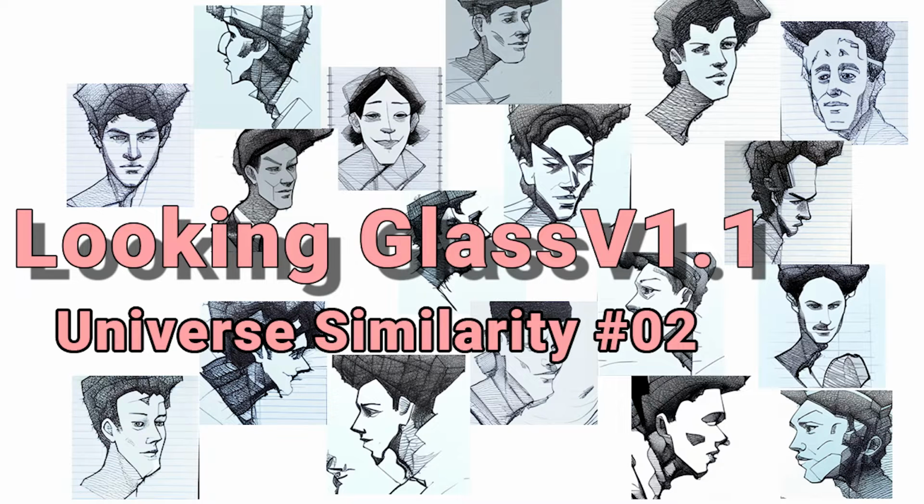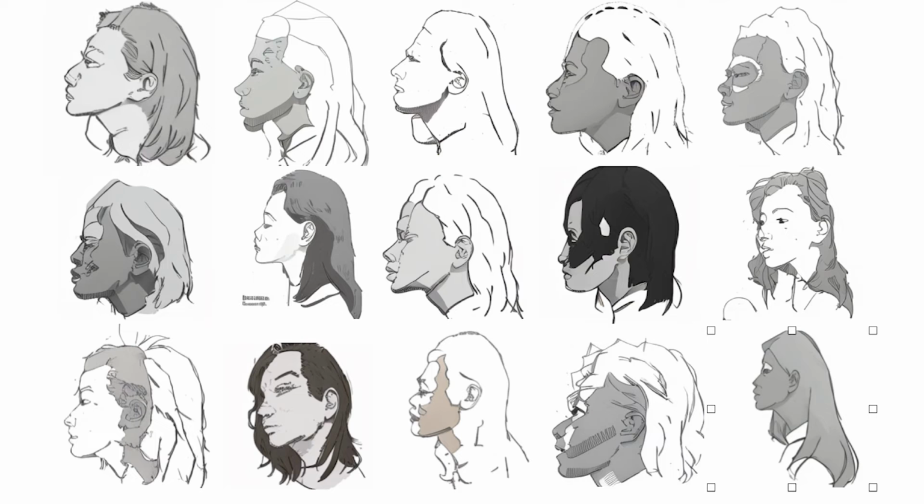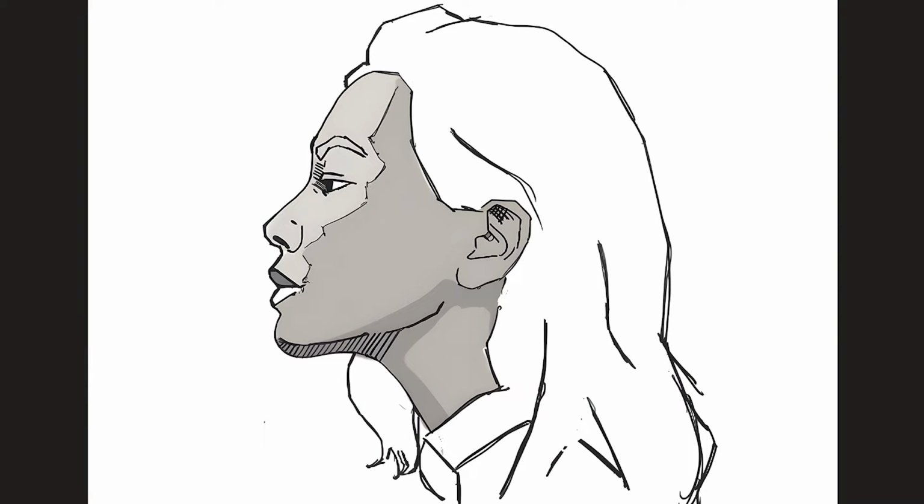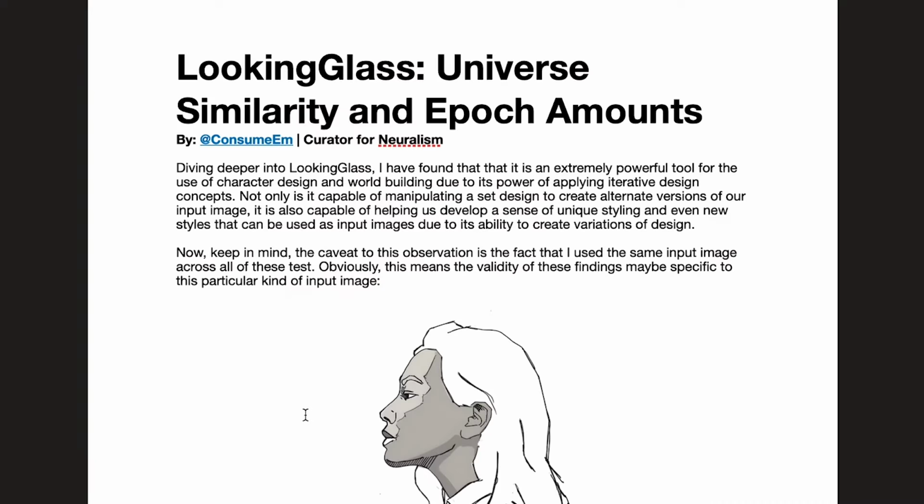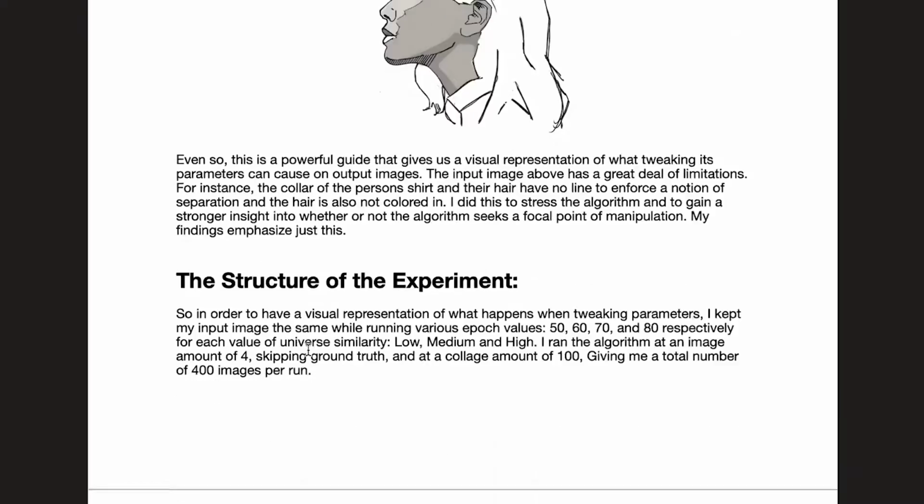So I just want to discuss some of the findings in a recent experiment I did using LookingGlass. I pretty much tested out universe similarity and epoch amounts and tweaking those parameters to see how they affect an output image given a certain input image. Now I will be overviewing my article on it for the video. If you want to take a deeper dive into the article, I'll have it linked in the description down below. I won't read everything because it's not necessary.